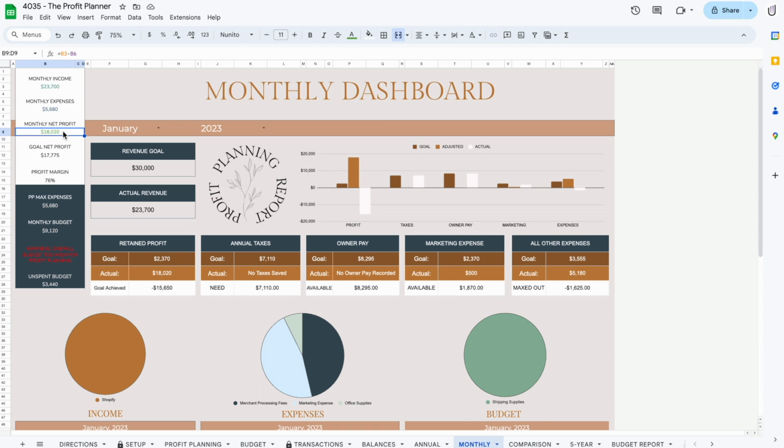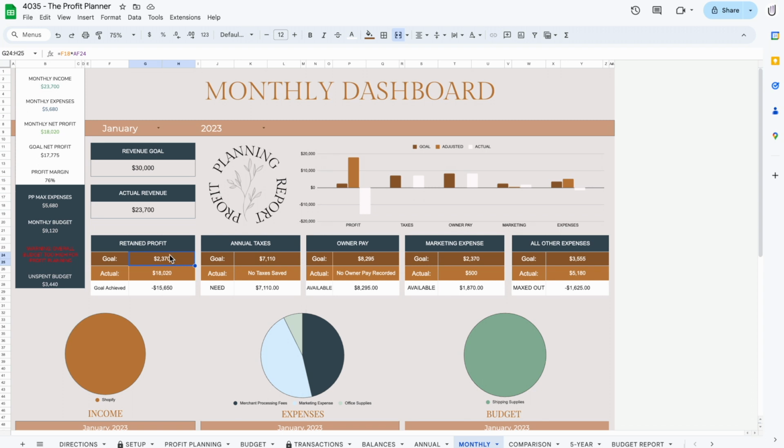The monthly data that you see here, the monthly net profit, that's going to be what your true net profit was. So your income minus your expenses. Now, as I said in the introductory video, the way that the profit planning works, it's not based off of net profit. It's based on retained profit. So how much of that net profit have you kept in the business after you've paid your taxes and after you've paid yourself?